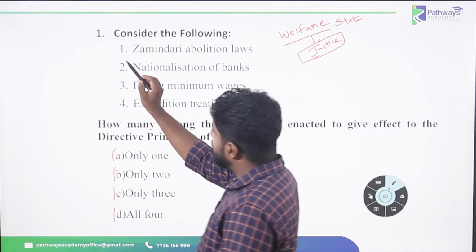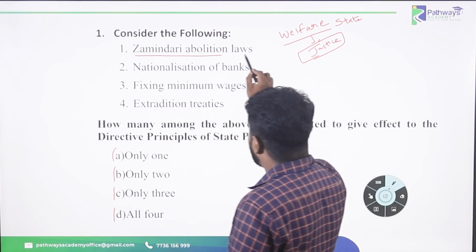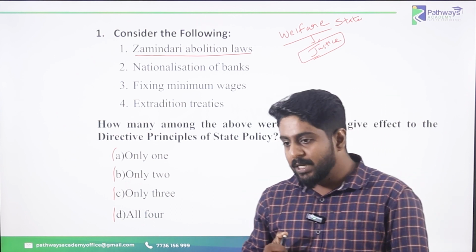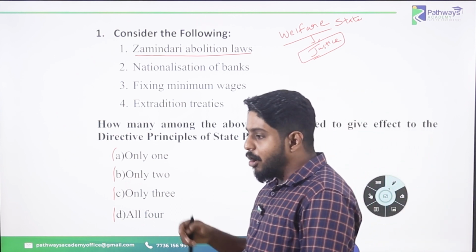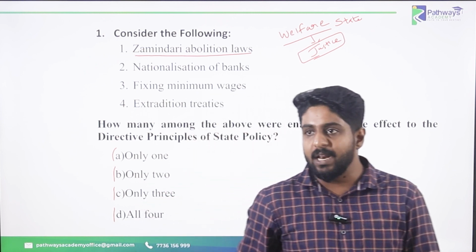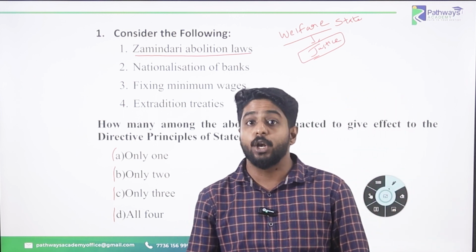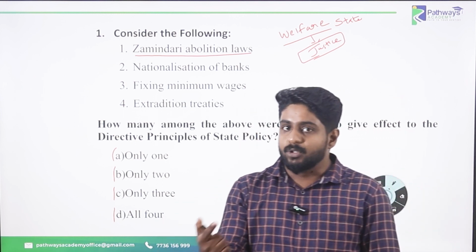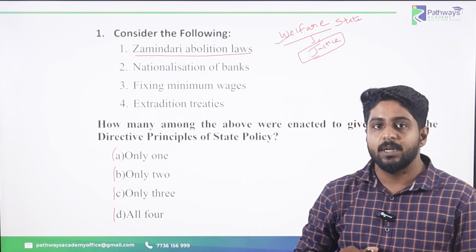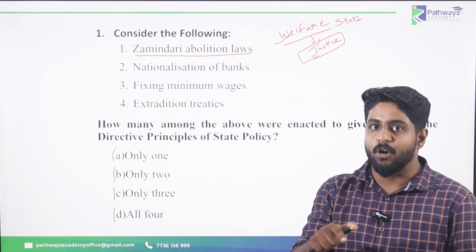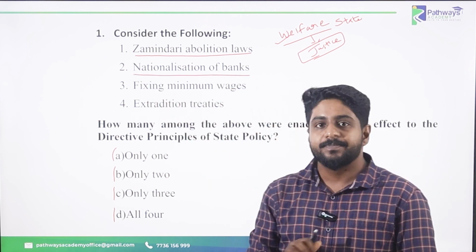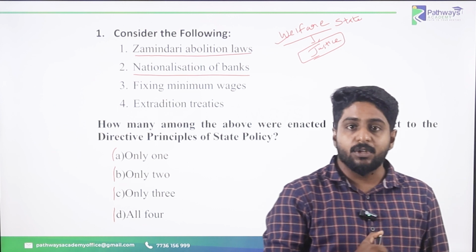So number one says Zamindari abolition laws. Now, what does this mean? Zamindari abolition laws means the land which is owned by the zamindars would be taken away by the government and will now be distributed to the landless, isn't it? So, this is in fact for the welfare of the individuals, and further contributes to justice, isn't it? Number two, nationalization of banks. Again, very good. This is also a part of welfare.